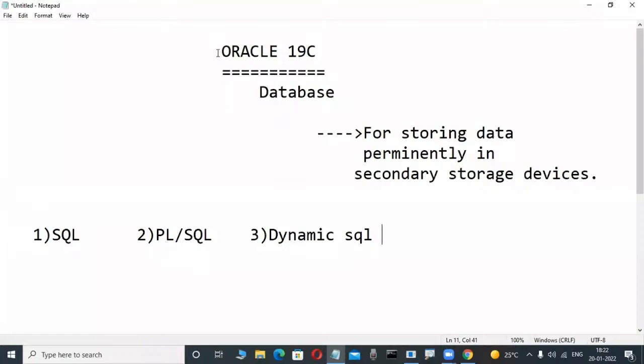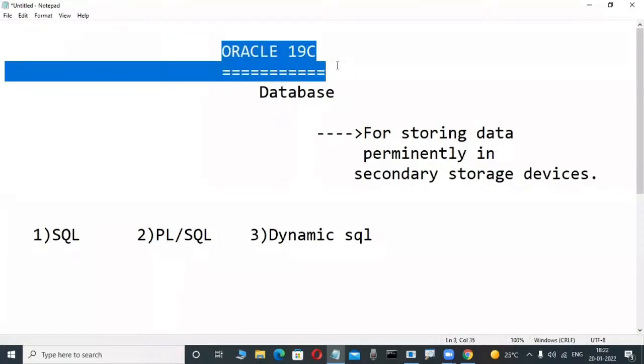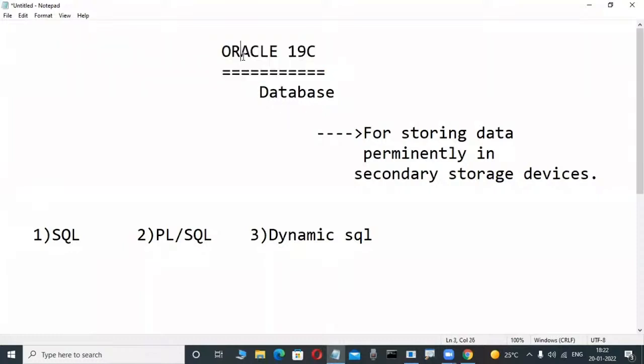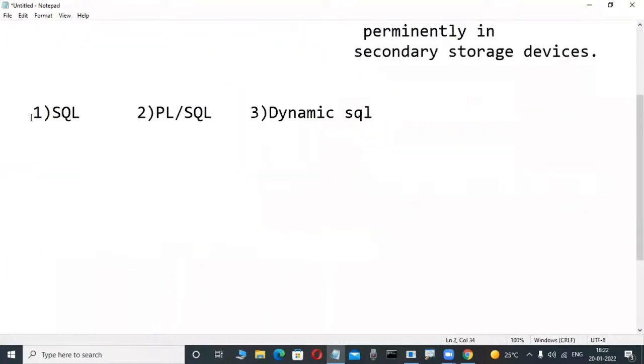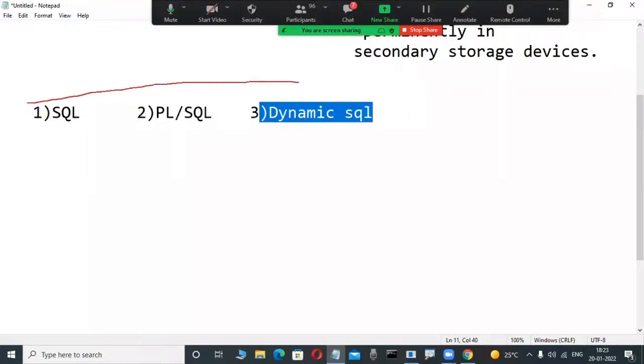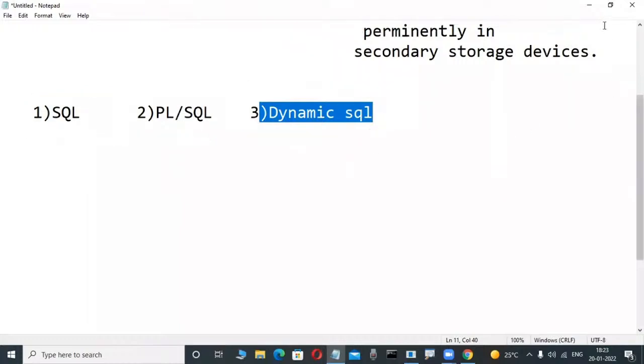That's why observe here, Oracle is a product from Oracle Corporation. If you want to operate this relational database product, which languages are we learning? One is the SQL language. Another one is PLSQL, and another one is dynamic SQL. These three languages we are learning in our course. Most powerful.